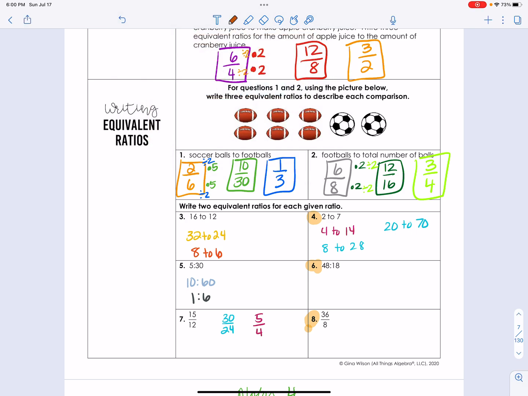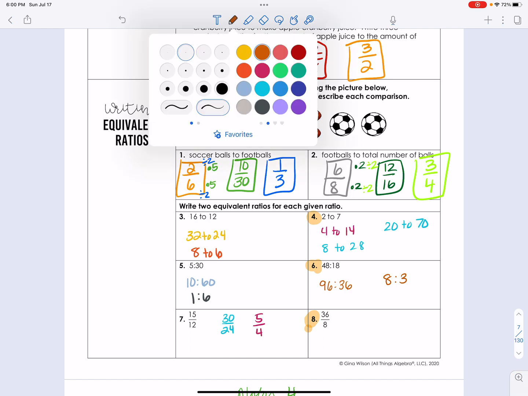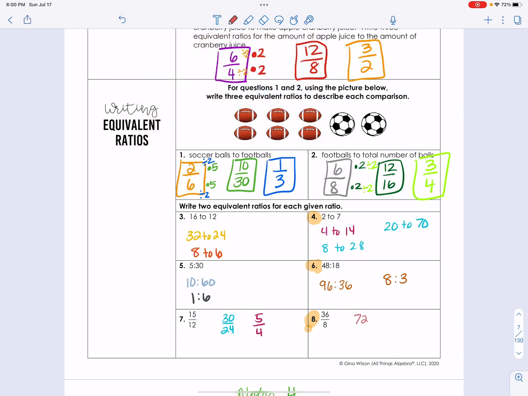Okay, so on the next one, 48 to 18, if I doubled it, 96 to 36. If I divided it by 6, that would be 8 to 3. Okay, and then on the last one, if I doubled it, it would be 72 to 16. And if I divided it by 4, it would be 9 to 2. Okay, so I'm keeping it the same.